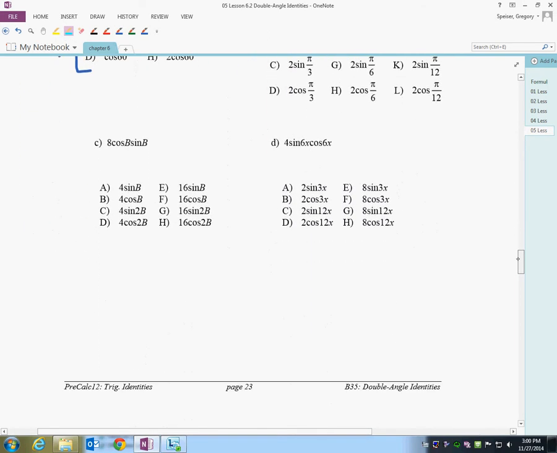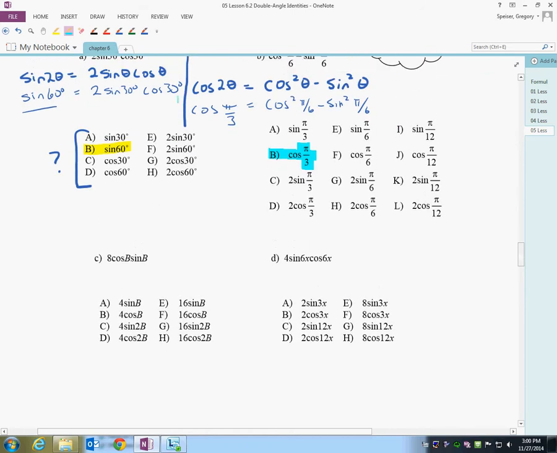I'll put this one down here, 8 times cos b sine b. Now I don't think we're going to find an 8, but look at all this. We've got 4s and 16. So either we're dividing by 2 or multiplying by 2. Okay, this reminds me a lot of what we just did here, this sine 2 theta, right?